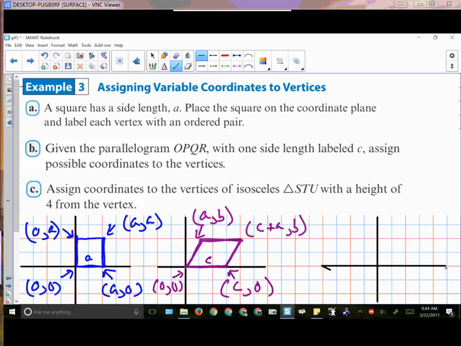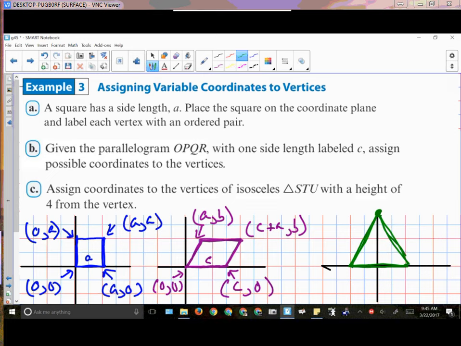I am supposed to go through and assign coordinates for the vertices of an isosceles triangle with a height of 4 from the vertex. Well, if I'm going to do a height of 4 from the vertex, I want to make this thing real simple and easy, and I'm going to go 1, 2, 3, 4. So there's my 4. Okay, 4 units high, and I have to have an isosceles triangle, so the distance here, so if I put this here, I put that there. Is this the same length as what this is? Most definitely. And there's the base.